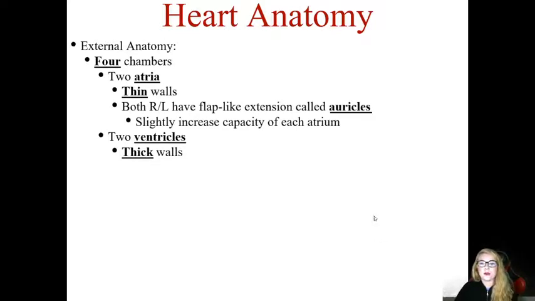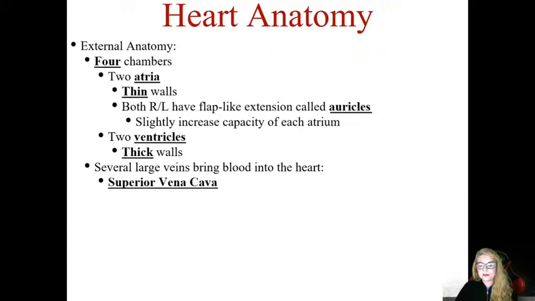Additionally, from the 4 chambers of the heart, there are several major veins that bring blood into the heart. The first is the superior vena cava, and it brings deoxygenated blood from the upper body tissues to the right atrium. So any of the blood that is lacking oxygen and therefore needs it, that is coming from the upper body tissues, is going to be brought into the heart by the superior vena cava.